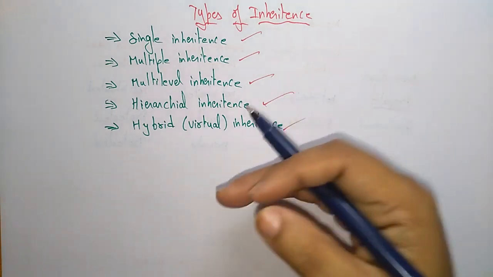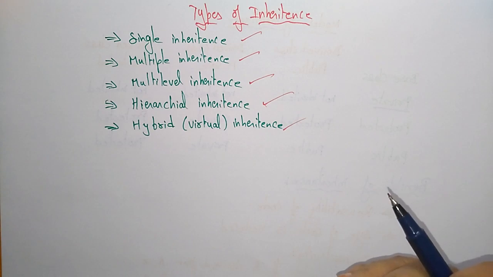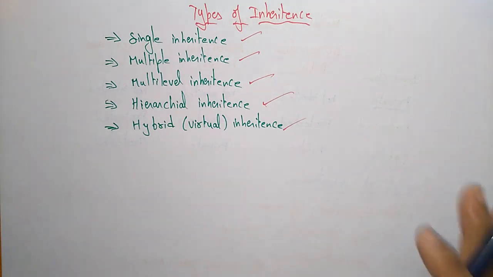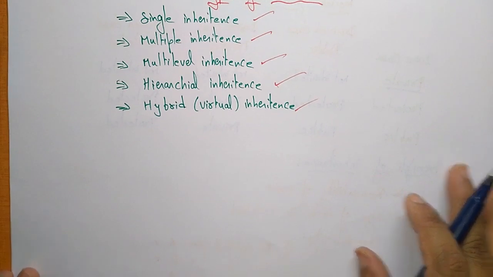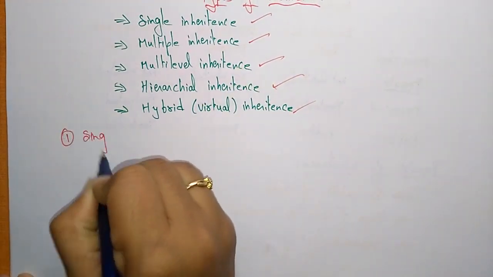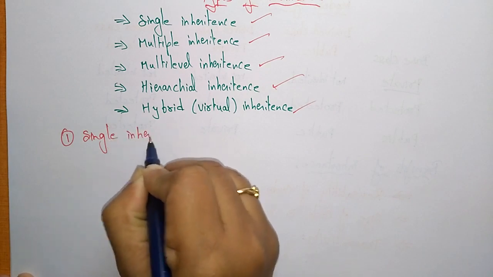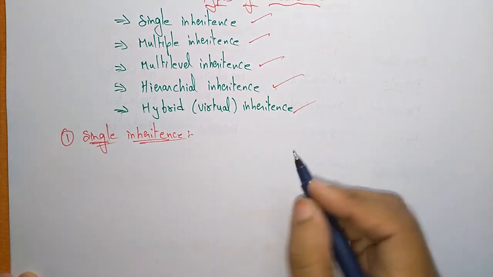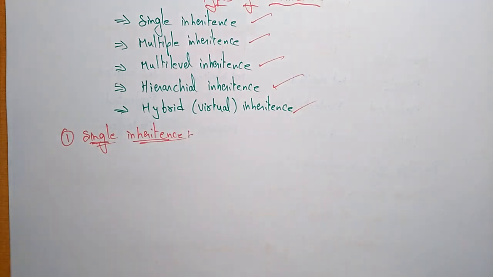For each inheritance I will explain it with an example, so then you will understand what is single, multiple, multi-level, hierarchical and hybrid. So now let us take the first type of inheritance, that is single inheritance. So what is a single inheritance? Single inheritance means one subclass is inherited from one base class only.